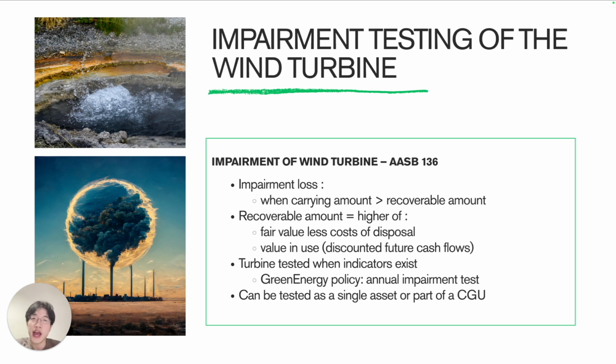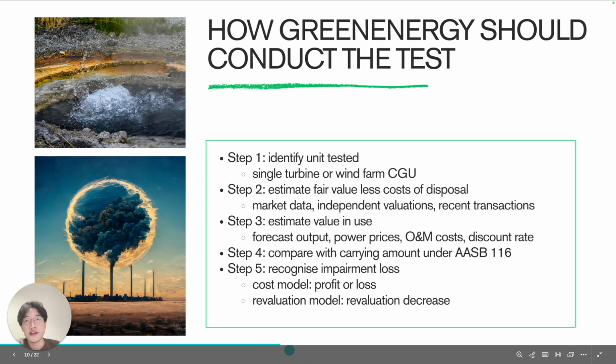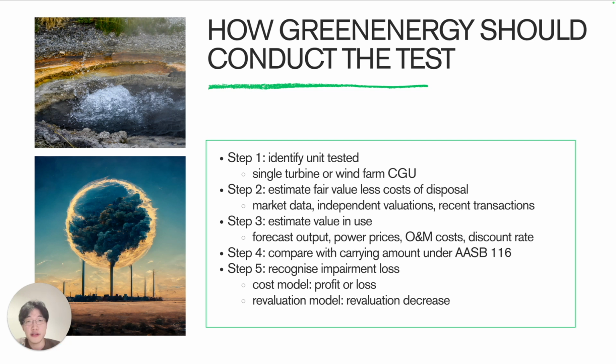According to the case, GreenEnergy performs annual impairment testing. The turbine may be tested as a single asset or as a part of a cash generating unit, depending on how the cash inflows are monitored. And GreenEnergy should follow 5 steps under AASB 136 to conduct the test. Step 1 is to identify the unit being tested, either the individual turbine or a larger CGU, such as a wind farm. Step 2 is to estimate the fair value less cost of disposal using market evidence, recent sales of similar turbines, or independent valuations.